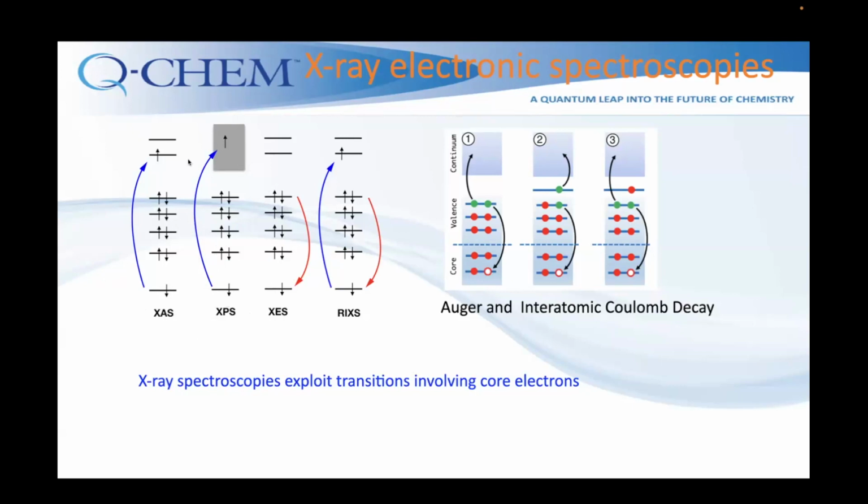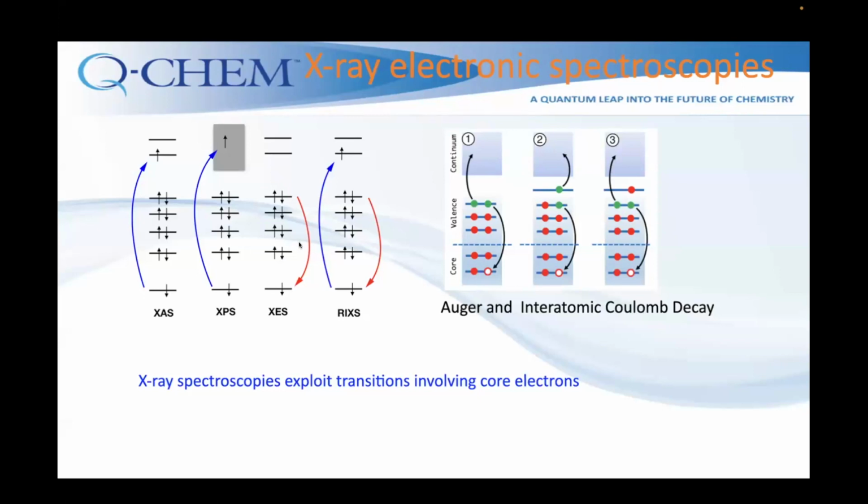Now, in addition to XAS and XPS, we can also observe other processes. For example, XPS can be accompanied by X-ray emission spectroscopy, when a core-ionized molecule is relaxing by emitting a photon, and you can record it. We can also observe Auger and interatomic Coulomb decay processes, which also follow initial core excitation or core ionization. In these processes, we observe ejected electrons that are kicked out from the molecule because the core-ionized, excited molecule is relaxing and gives enough energy to valence electrons to go into the continuum.